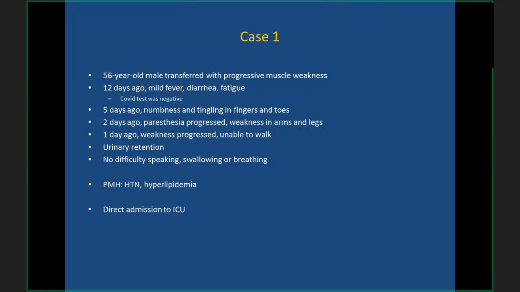A day ago, the patient's weakness got much worse, and he was unable to walk. In the meantime, the patient developed urinary retention. Otherwise, the patient has no trouble talking or chewing, and swallows fine. There are no breathing issues. The past medical history was just regular things like high blood pressure and hyperlipidemia. Given the progressive, or so-called ascending, weakness, we decided to admit the patient to the ICU directly.